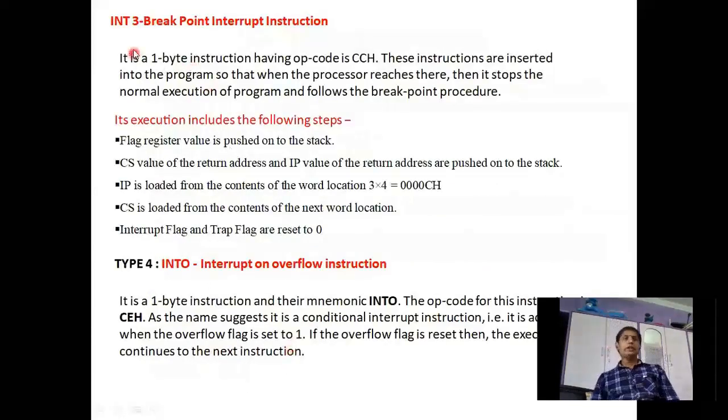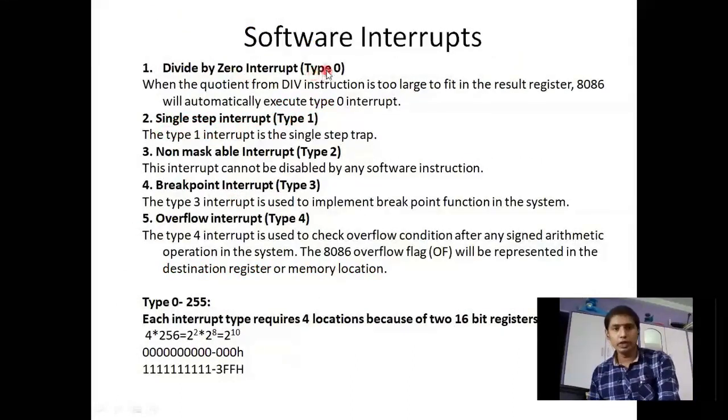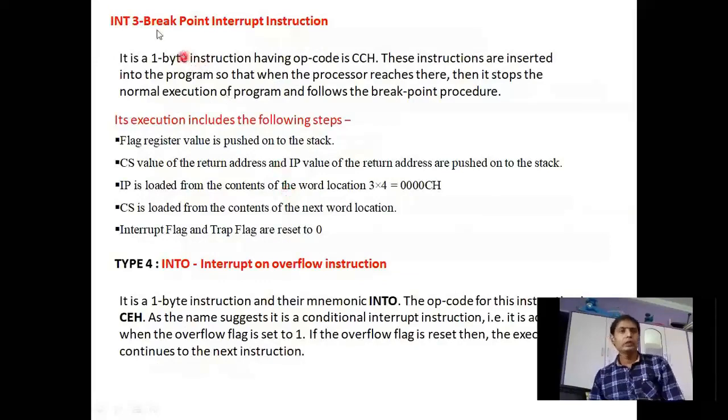Then let us see type 3 first. A few are already discussed in the general case. Type 0 is the divide by 0 interrupt. The interrupt related to the trap flag is type 1. The non-maskable interrupt, NMI, we already observed. So what is new in type 3? Type 3 is a breakpoint interrupt. So whenever this interrupt occurs, what happens? The processor will stop the execution.